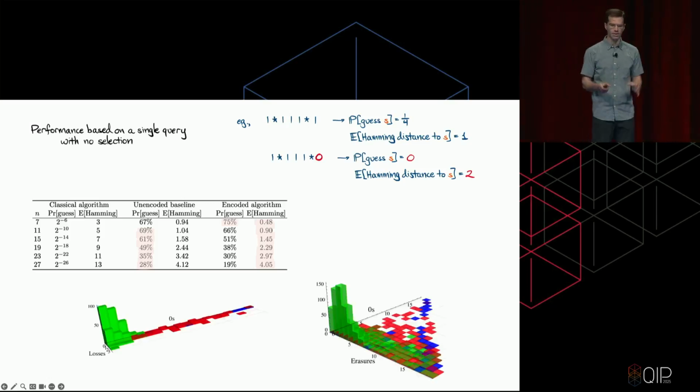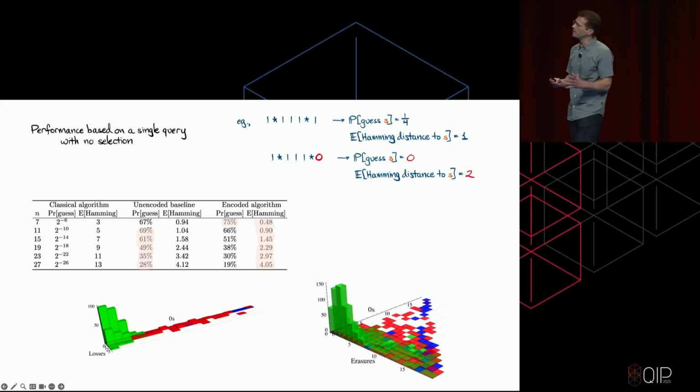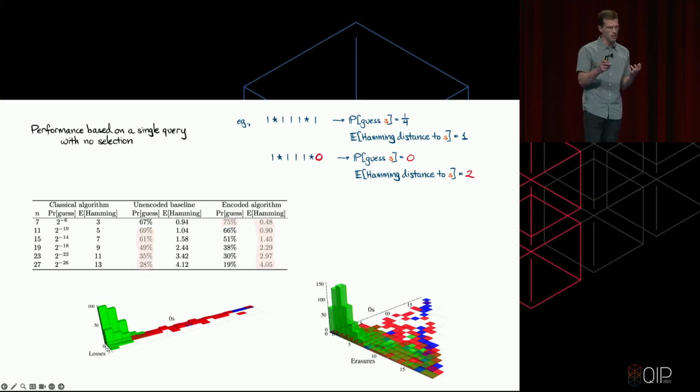I think the reason for this is that the unencoded algorithm and the encoded algorithm have different failure modes, which you can see in these histograms. In the unencoded algorithm, sometimes you have up to 3 losses. Most of the time, you have 0 losses or 1 lost atom. But more commonly, the failure is when you have an error in the middle of the string and you end up with a string like 1111000000. So an error happened in the middle somewhere.